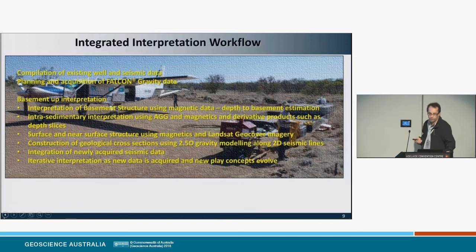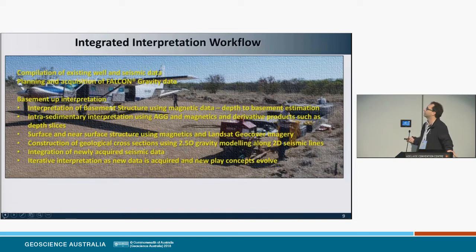So our integrated interpretation workflow, CGG have conducted this mostly. Co-authors Urian and Savelos have done a lot of work in terms of this. It was a massive project. It took over a year to interpret this, with Urian sitting in our office for months at a time. So we've done a big compilation of all the existing well and seismic data, shot the gravity data, and then we started a basement up interpretation.